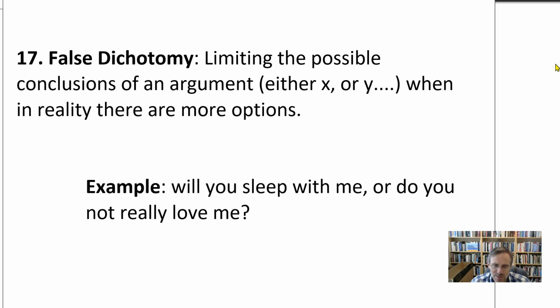So here's an example. Someone says to their partner, will you sleep with me or do you not really love me? Hopefully the partner is clever enough to see that these should not be the only 2 options put forward, that in reality there are many other options besides these that should be available in a mature and mutually respecting relationship.